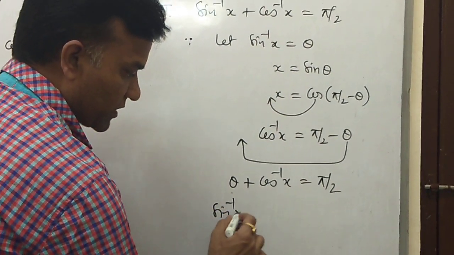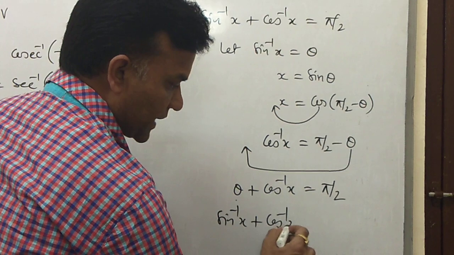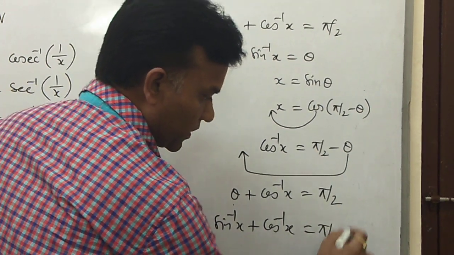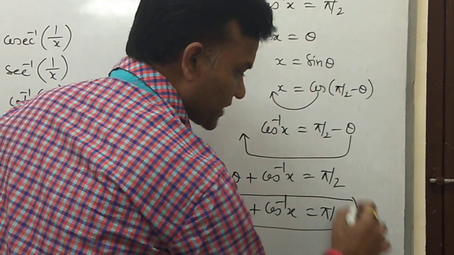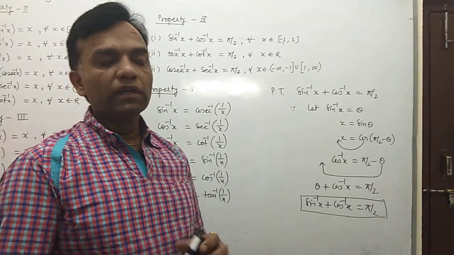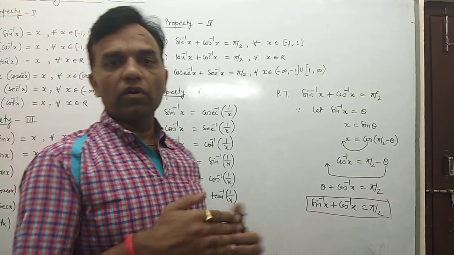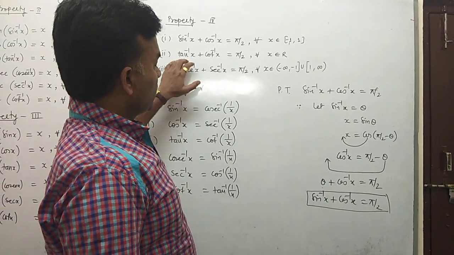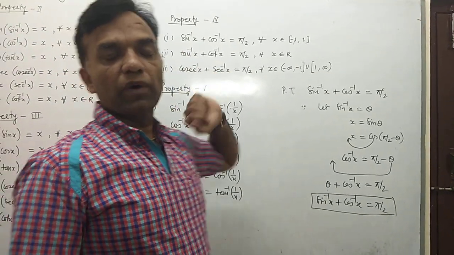So sin inverse x plus cos inverse x equals pi/2. We got this result because they are complementary angles; sine and cos are related to each other. Similarly, the three formulas here come in pairs.